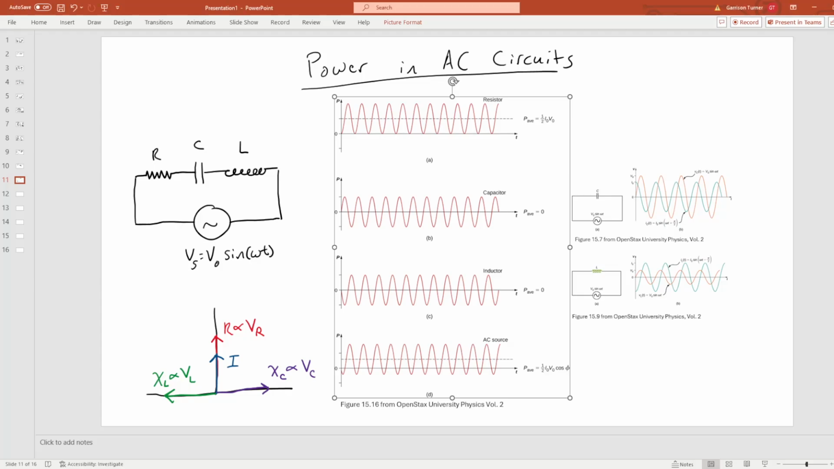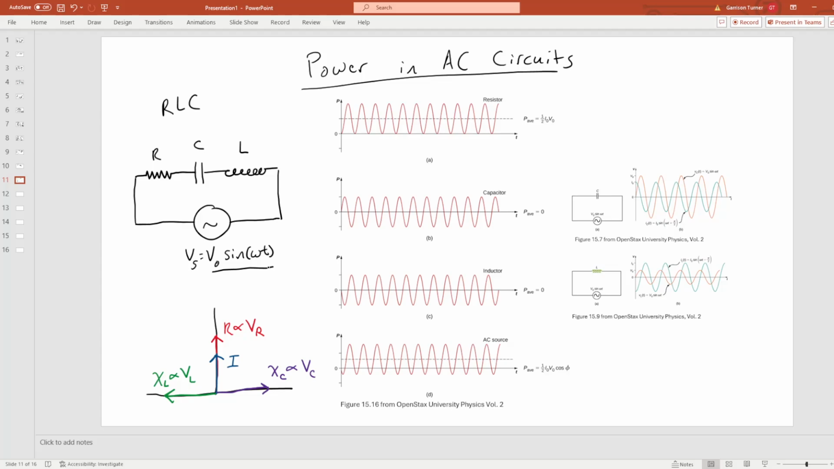It's now time to look at the power delivered in AC circuits. To start, what we're going to do is once again come back to our RLC circuit where all of our elements are in series. And we're going to remind ourselves that the voltage signal from the source is sinusoidal.